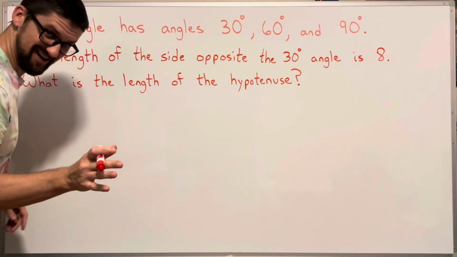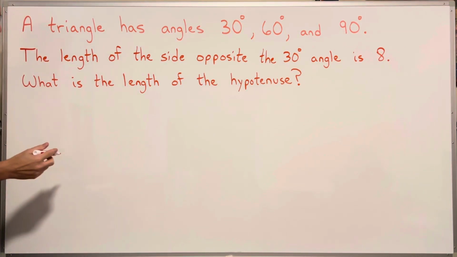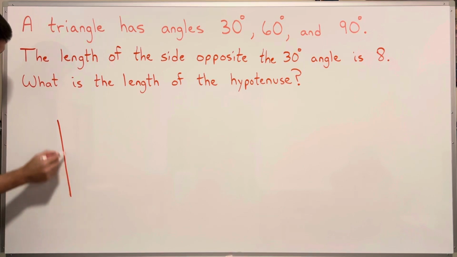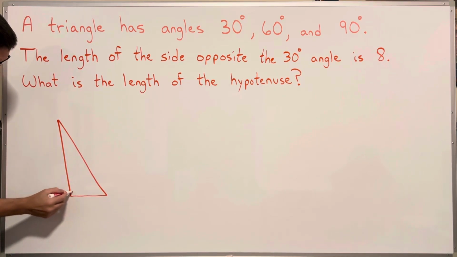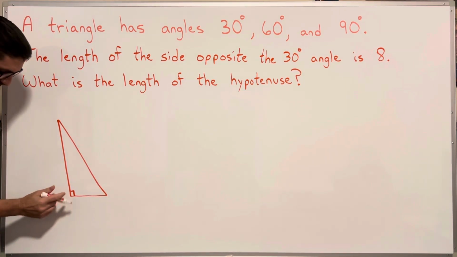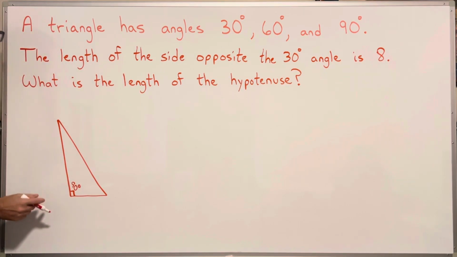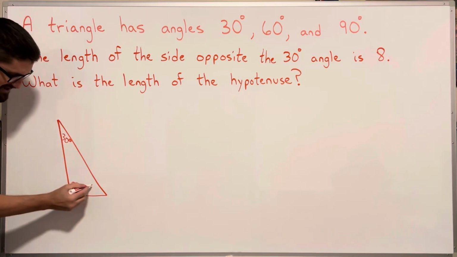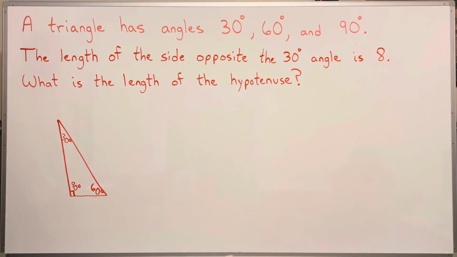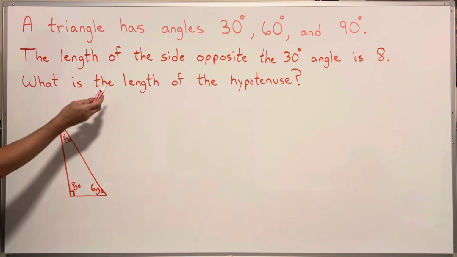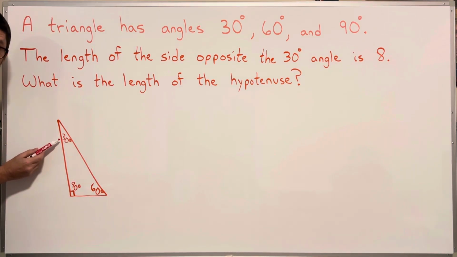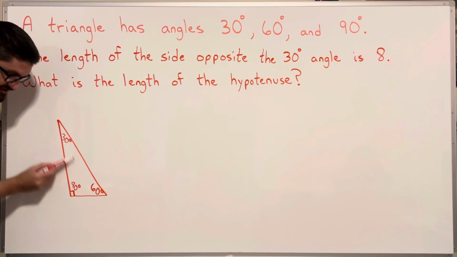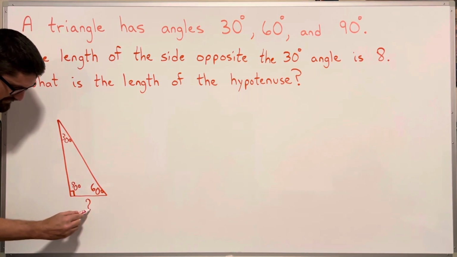I think it would be a good idea to draw a picture of this triangle. It's a 90-degree triangle, which means that this box is 90 degrees. If you draw it like this, the 30-degree angle would be up here and the 60-degree angle down there. It says the length of the side opposite the 30-degree angle is 8. So if you go to the 30-degree angle and go opposite of it, that is 8.